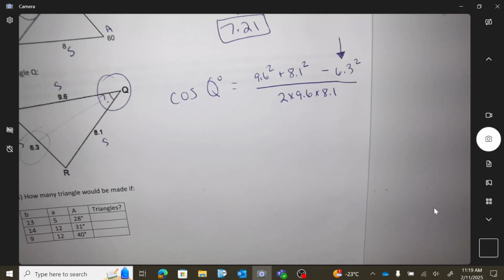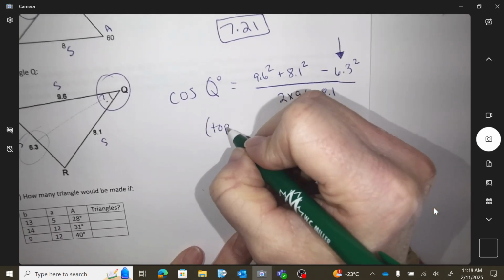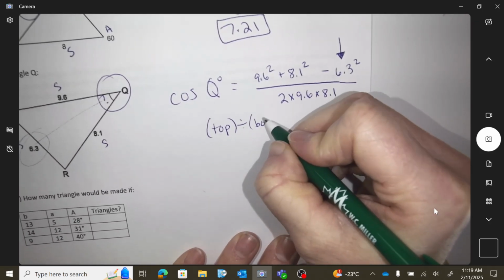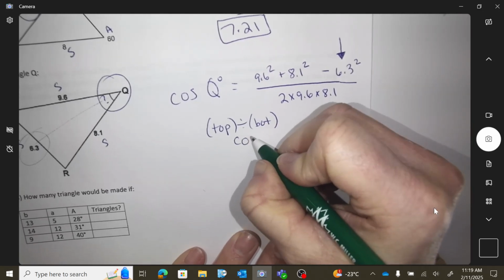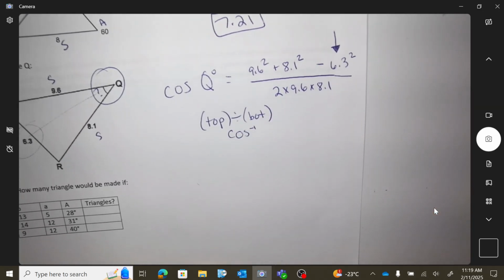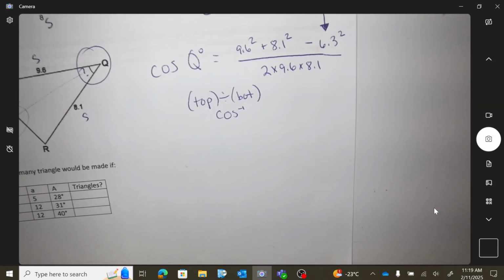Okay, typing wise, brackets are your friend. You can't really ever over bracket something. So you're going to be doing the top, divide by bottom, cos inverse, okay?